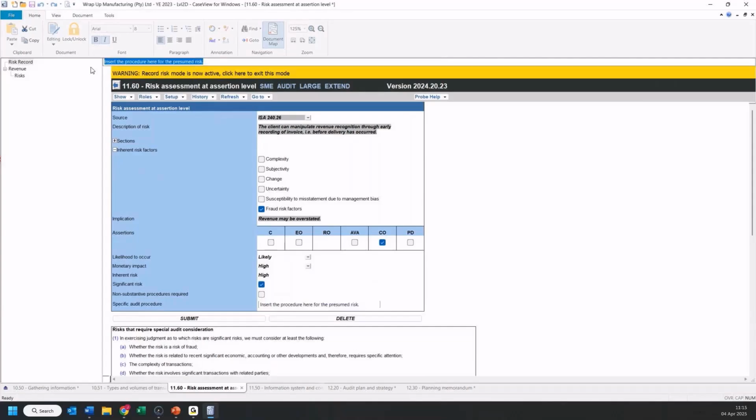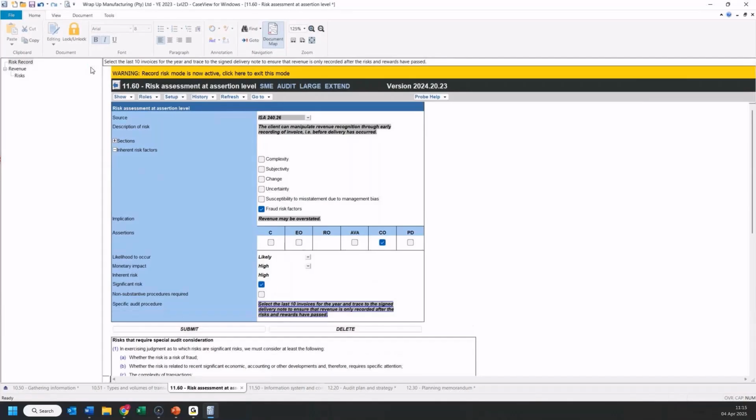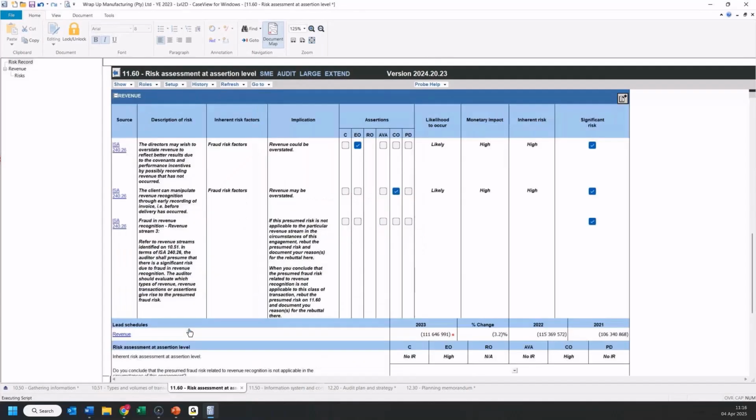So in my specific audit response, I'm going to say select the last 10 invoices for the year and trace to the signed delivery note, to ensure that revenue is only recorded after the risks and rewards have passed. Quite important here. So that is then going to be the specific procedure that we will have on our work program. Good. That's the second risk that we recorded for revenue. Click submit and moving along swiftly.